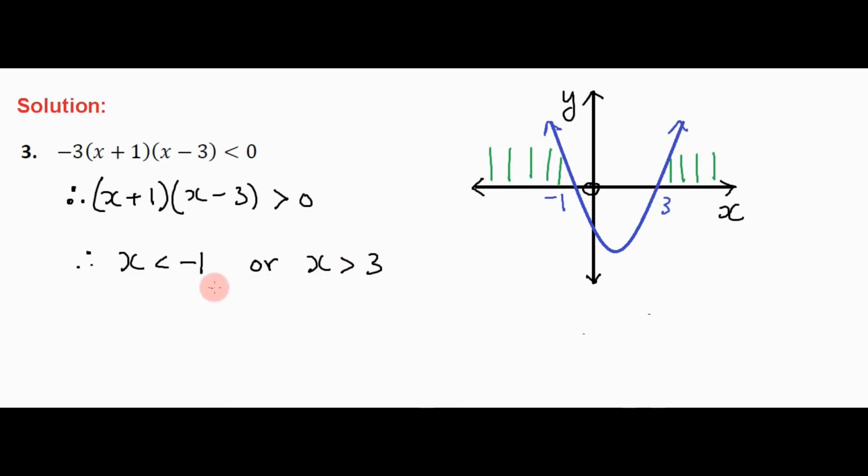If we were asked to write it in interval notation, it will be the union of these two intervals. So x is an element of this open interval from negative infinity to negative 1. So the union of this interval with the interval that goes from 3 to positive infinity.